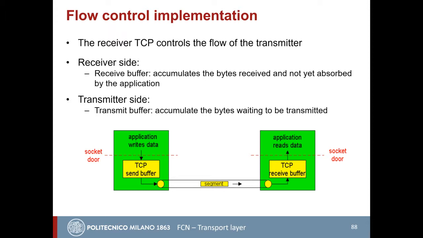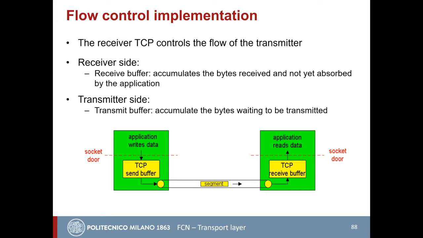First, the flow control implementation. We have already introduced this concept in a general way. Here we see how it is exactly implemented in TCP. The receiver concept is the same. The receiver can control the flow of the transmitter in order to match the rate of the transmitter to the capacity of the receive buffer to hold information, basically to avoid that the receive buffer gets congested.